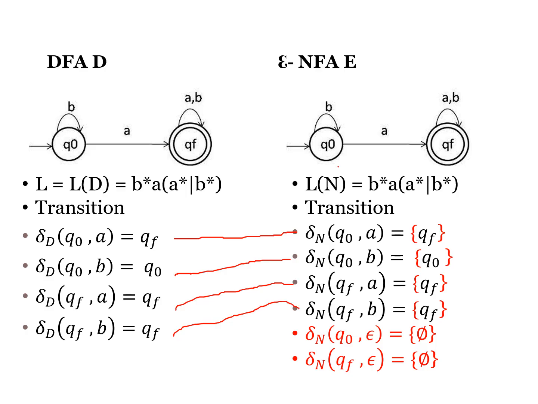Thus you constructed an equivalent epsilon NFA for the given DFA. Both the languages are the same. Since the transitions are the same, definitely the language accepted by both the DFA as well as the epsilon NFA is going to be the same. Thus, we have proved the if part.